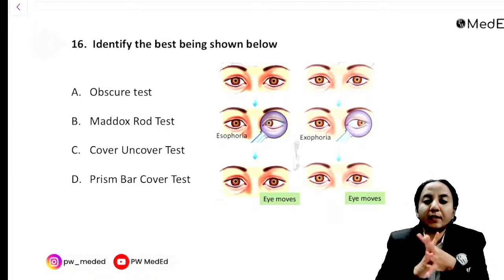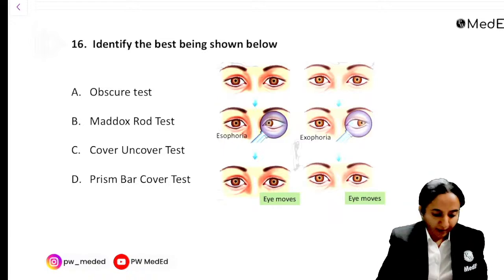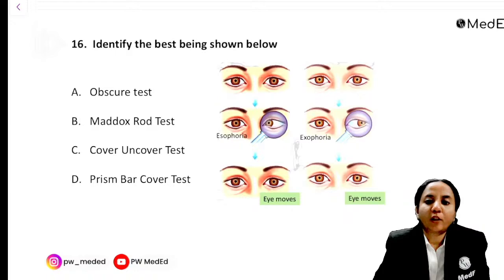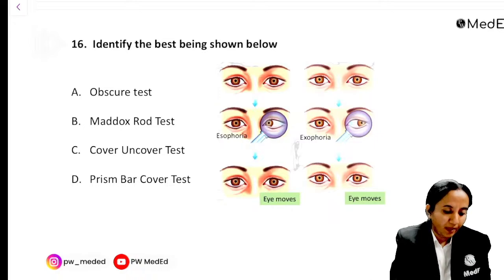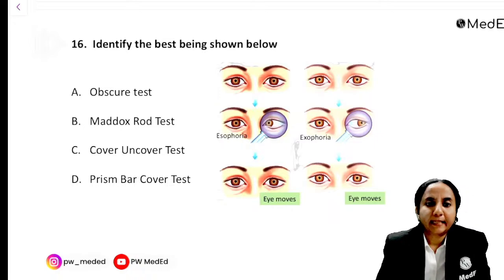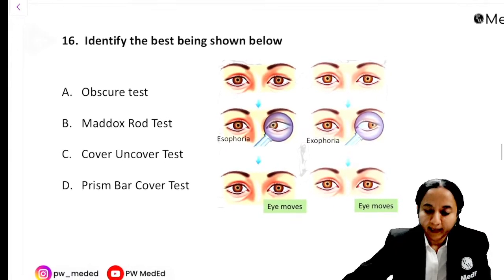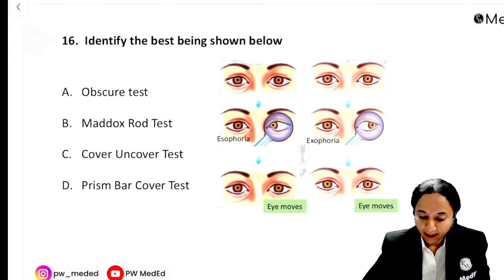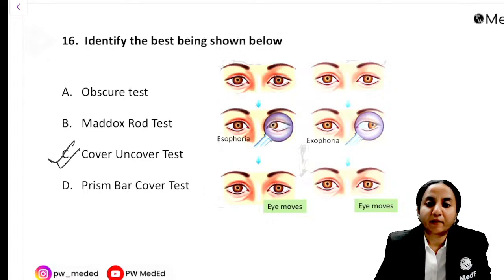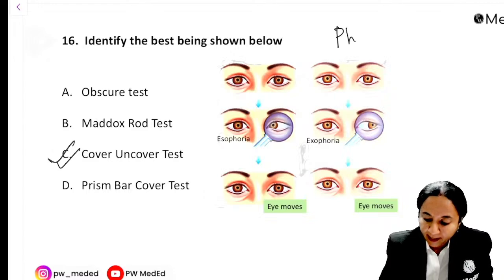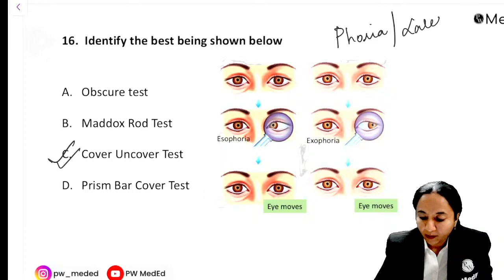Yeah, okay. So see, this is the next question. What is the test that is being shown here? Correct. It is the cover uncover test. So where exactly do we do the cover uncover test? Please remember, it is done for phoria, that is latent squint. So this is a test for phoria or latent squint.